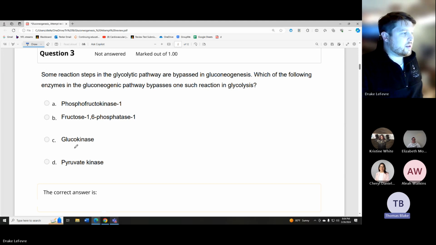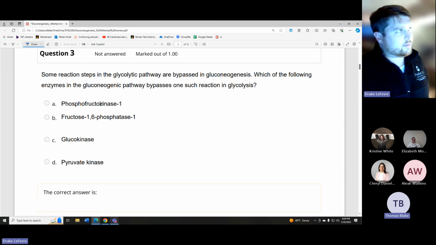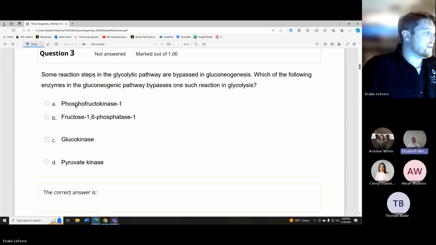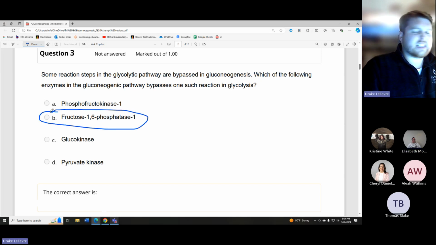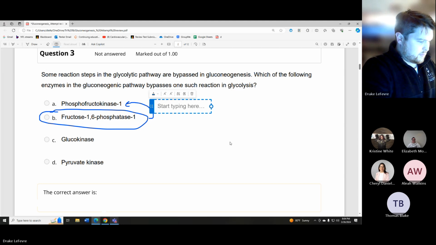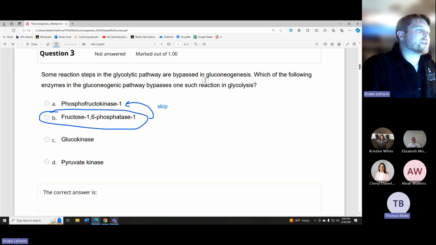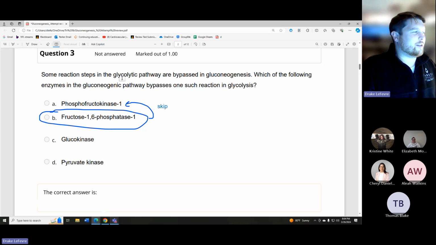Phosphofructokinase 1. No? Close. I was going to say the fructose 1,6-phosphatase 1. It's easy to get confused on this question, because the phosphofructokinase 1 is the enzyme that it skips. So fructose 1,6-phosphatase is going to skip. I misunderstood the question. I understand now. The question was worded a little weird, because I did the same thing when I first read it. I was like, wait, what?